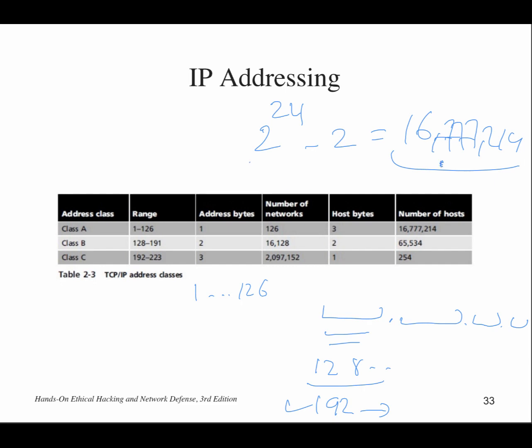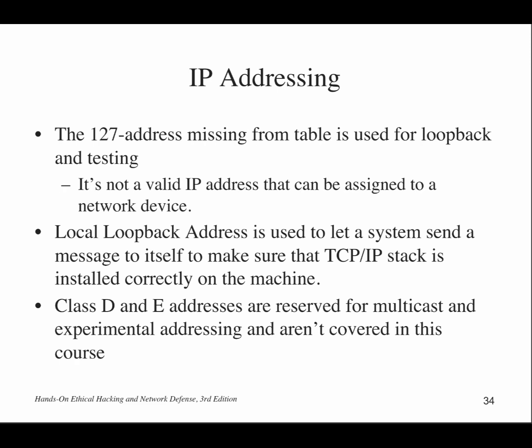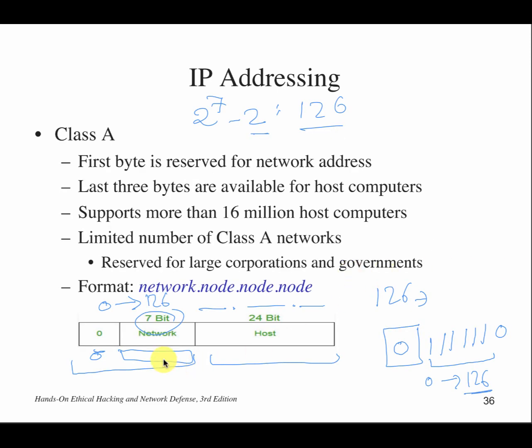You see, that's a huge number. You just have to compute the maximum number of network IDs and host IDs: the host is 2 to the power of the number of bits of the host minus 2, and the network is 2 to the power of the number of bits in the network minus 2. Good.